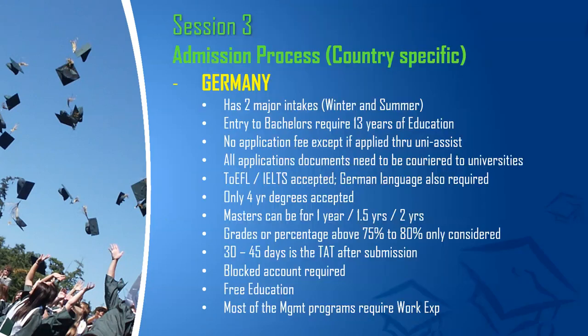Now Germany has two major intakes, winter and summer, that is March and September. Now, entry into a bachelor's requires 13 years of education. 12 is not enough for German admissions into bachelor's. You need 13 years of education.